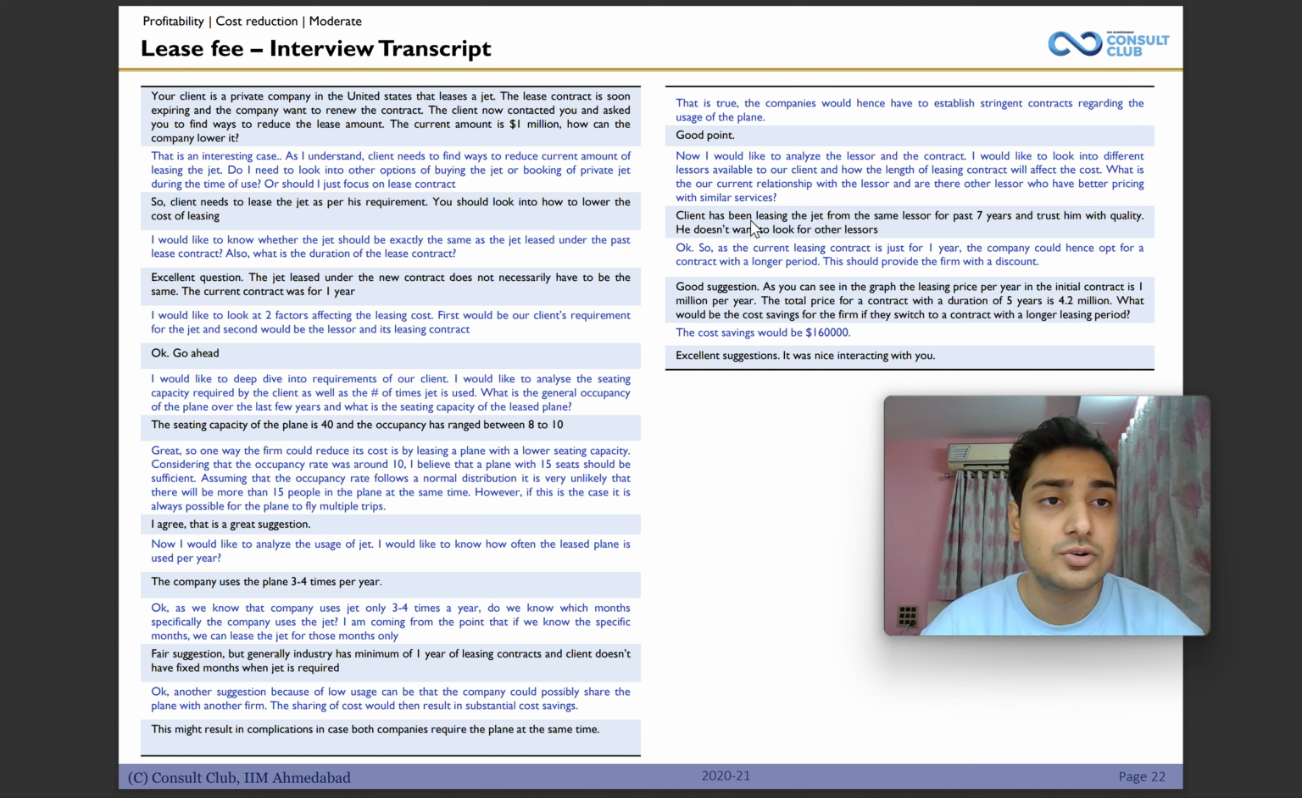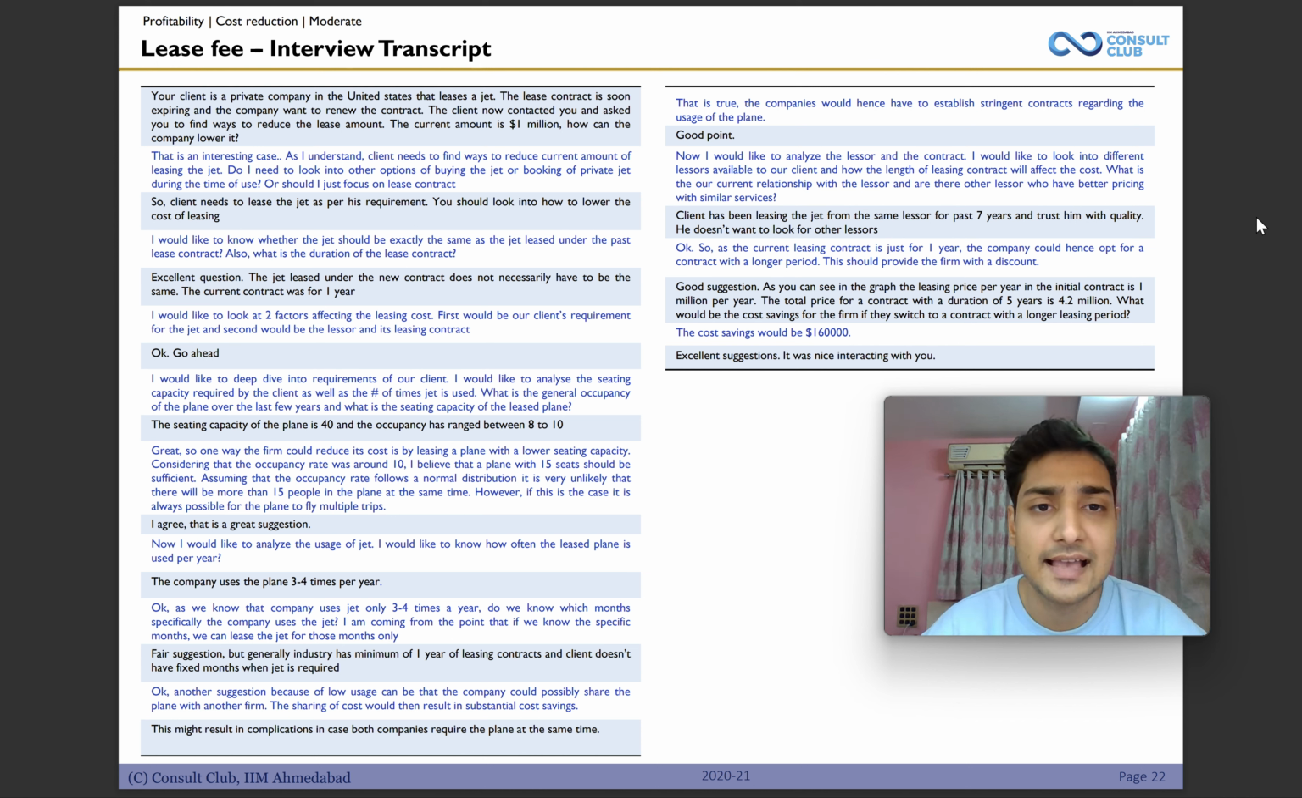Good point. Now, I would like to analyze the lessor and the contract. I would like to look into different lessors available to our client and how the length of the leasing contract will affect the cost. What is our client's relationship with the lessor, and are there other lessors who have better pricing with similar services? The client has been leasing the jet from the same lessor for the past 7 years and trusts him with quality. He doesn't want to look for other lessors.